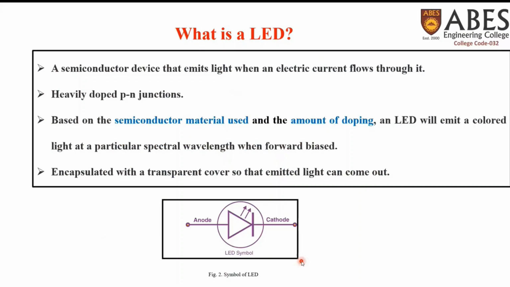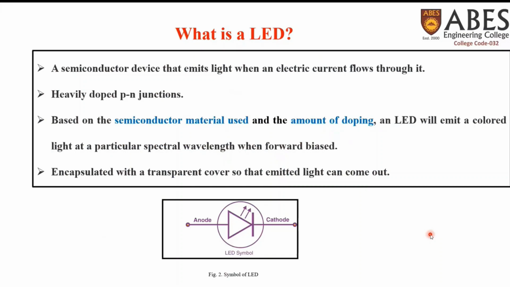Moving on to LED, it is a semiconductor device that emits light when the electric current flows through it. LEDs are basically heavily doped PN junctions. Now, based on the semiconductor material used and the doping done, an LED will emit a colored light at a particular wavelength, and the condition applies that LED should be forward biased. As we can see here, a word doping is coming. Doping is the method of adding impurities into the semiconductors in order to improve its conductivity.